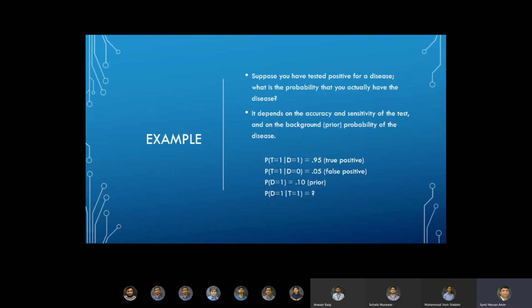So let's look at an example. Essentially in real world scenarios, we need Bayes rule because we have the conditional probabilities.